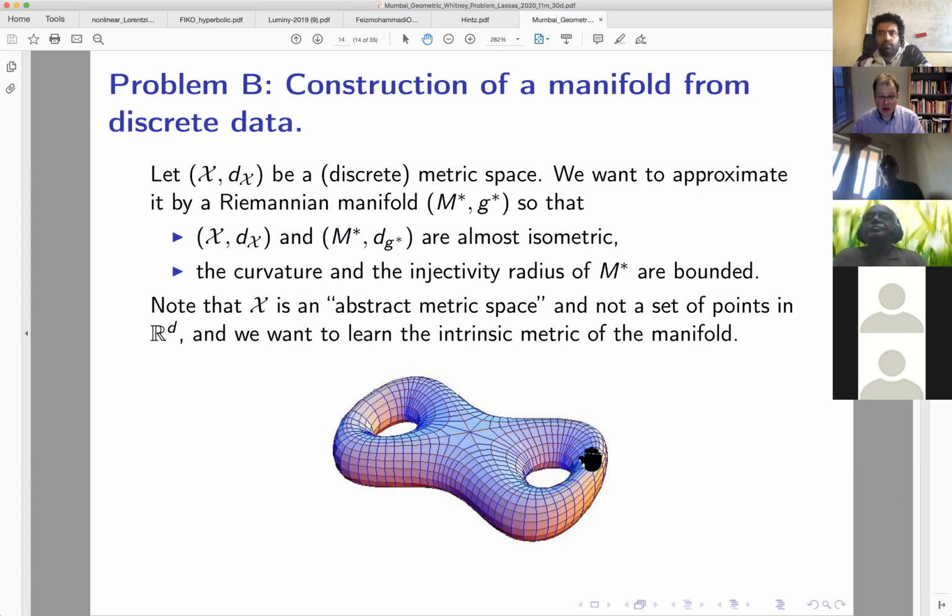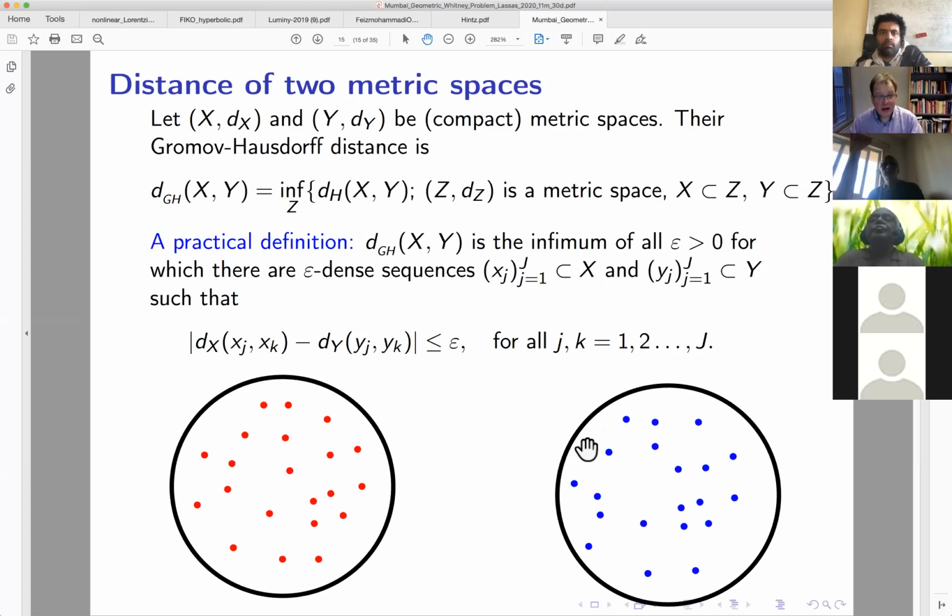That's what we want to do. So the final product that we construct is not a manifold that is embedded in R^D. Of course, any manifold can be embedded in Euclidean space, but it has some intrinsic metric that we want to construct. So let us again start with some concepts that we need. When we speak about abstract metric spaces, we have to compare them.